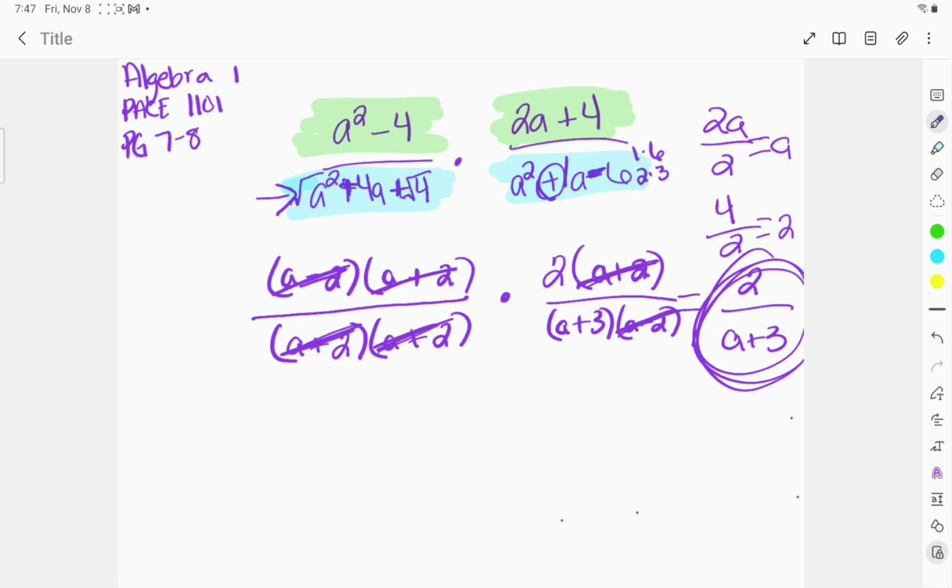All right, so I'm going to stop this video here. This is page 7 and 8. This goes over factoring again and multiplying of binomials and trinomials and how to cancel out.